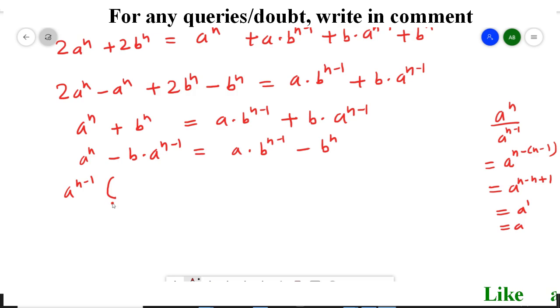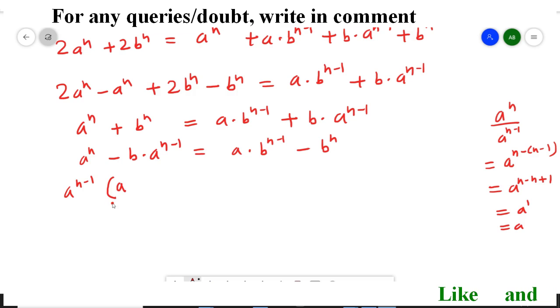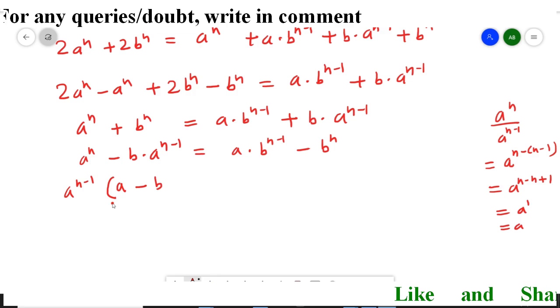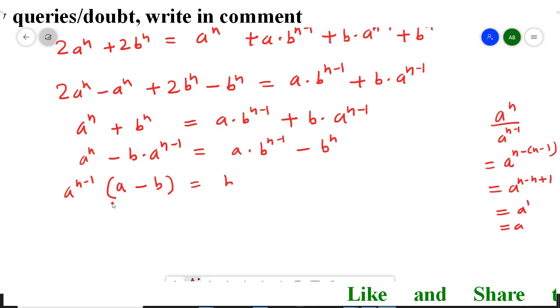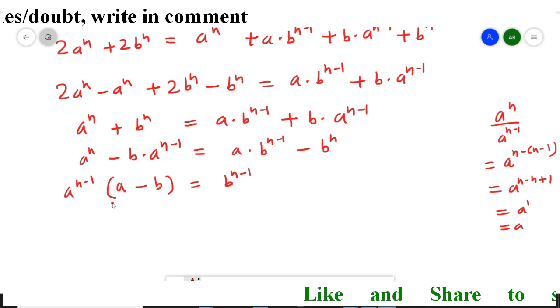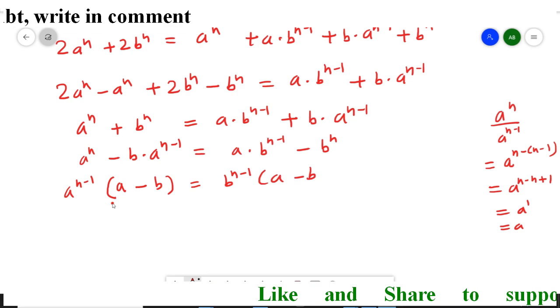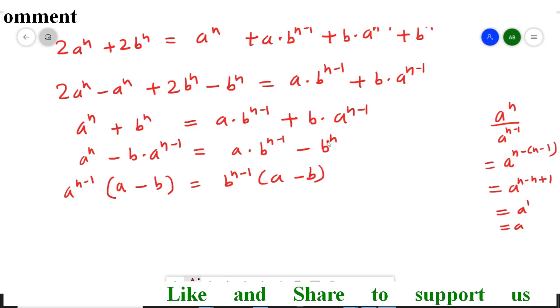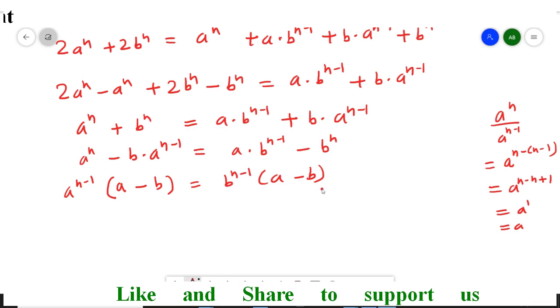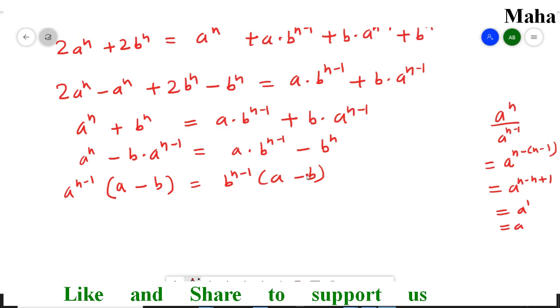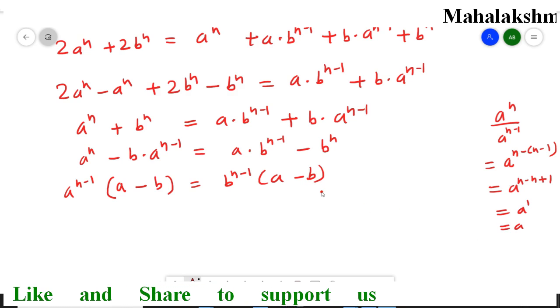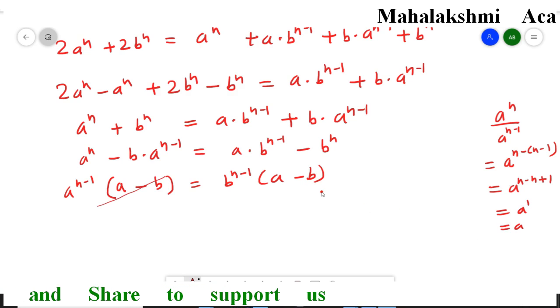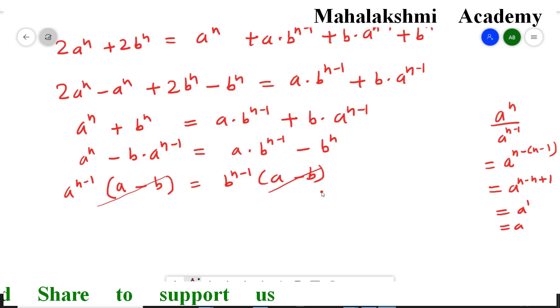So write here a. In the same way, from the second term b remains. In the same way, here also just take b to the power n minus 1 common. So you remain with a minus b. Now how does b remain here? When you divide b to the power n by b to the power n minus 1, by the same process you will get b. Now these brackets are same, so they will get cancelled because they are in multiplication.